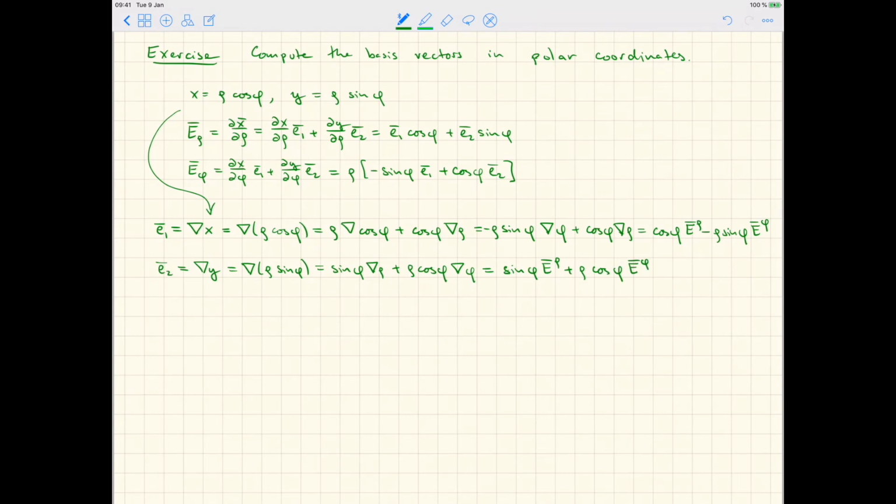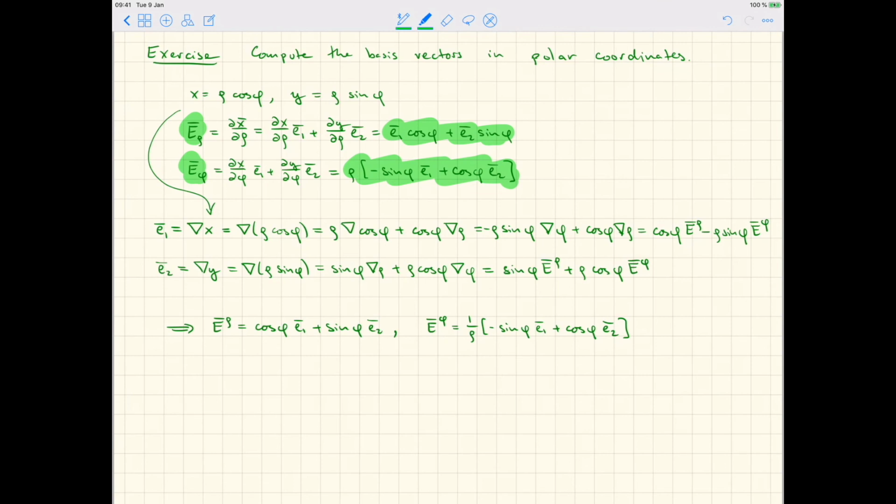This is now a linear system of equations that we can solve for E rho and E phi in terms of E1 and E2. We find that E rho is cosine phi E1 plus sine phi E2, and that E phi is equal to 1 over rho times minus sine phi E1 plus cosine phi E2. We mark the result of this exercise, which is the expressions for the tangent basis vectors E subindex rho and E subindex phi, and the dual basis vectors E superindex rho and E superindex phi.